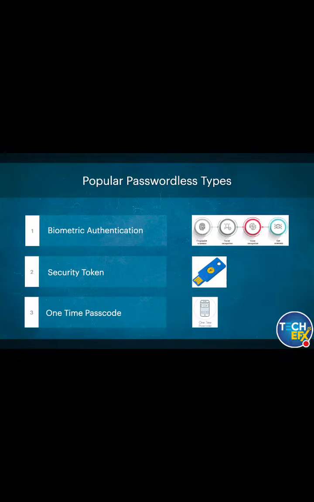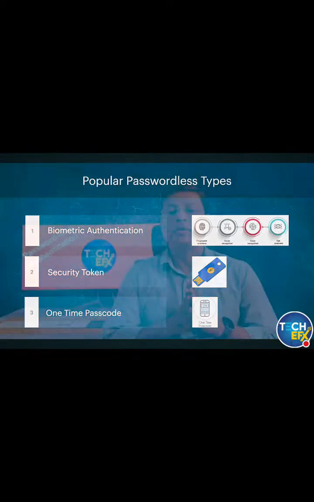And the third one is the one-time password, also called OTP. This method sends a code via text message or email to the user's mobile phone or email address. The user then enters the code to complete the authentication process. One-time codes are convenient as they can be sent to any device and they are relatively easy to implement. Google Authenticator and Microsoft Authenticator are a few examples of one-time code-based authentication.